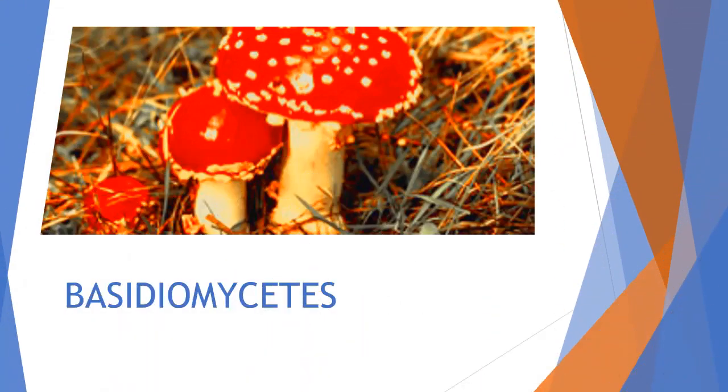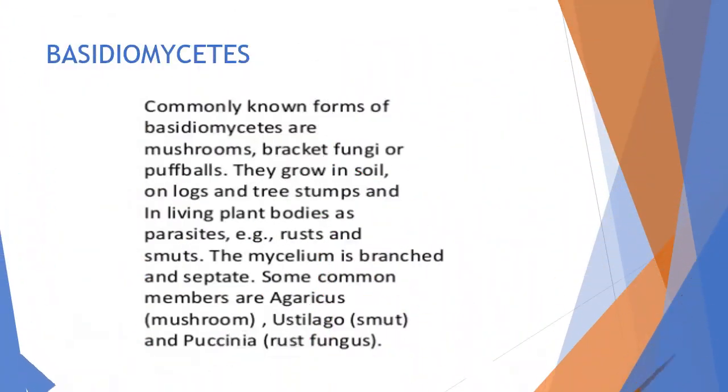Now the next class, that is the Basidiomycetes. You can see the beautiful picture of a Basidiomycete. It's looking like a puffball. It is also called the puffballs. What are the general characteristics? This is the one which we normally call the mushroom, bracket fungi, or the puffballs. And they grow in the soil. We know the mushrooms, on soil, on logs, and even on tree stumps.